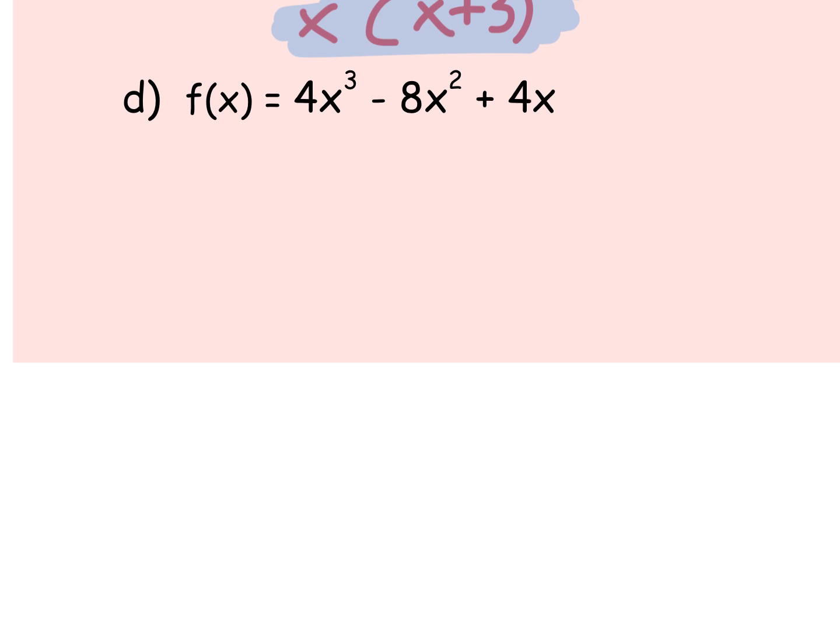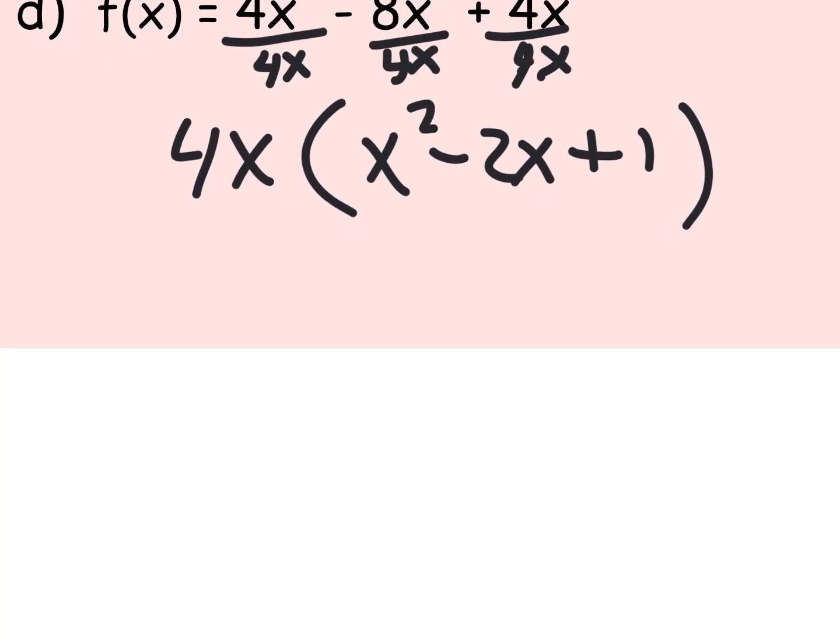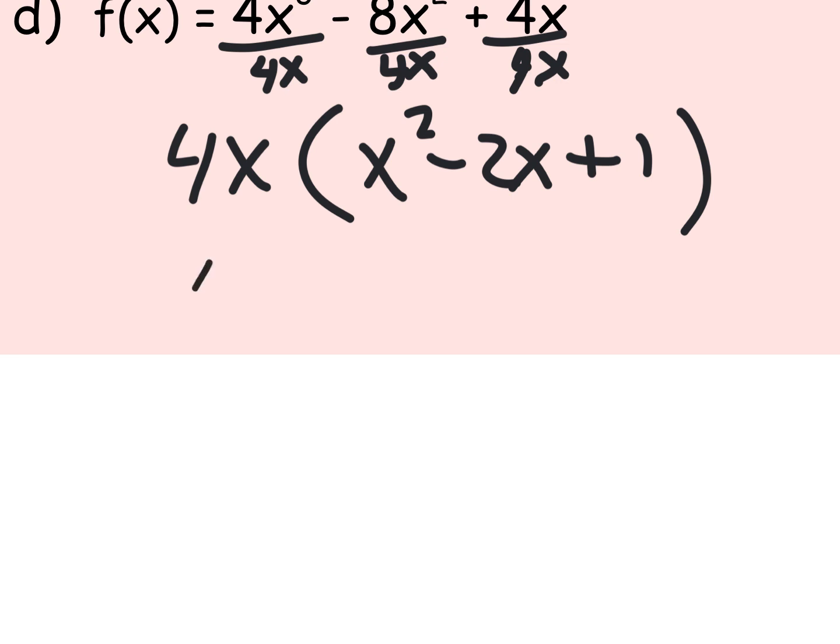Macy, what did you notice was in everything? Correct. 4x comes out. Macy, what'd you have left? Plus 1. Because really what's happening is you're dividing by 4x, you're dividing by 4x, you're dividing by 4x, and what's 4x divided by 4x? 1. Okay. Can I stop? Nope. Got to keep factoring.